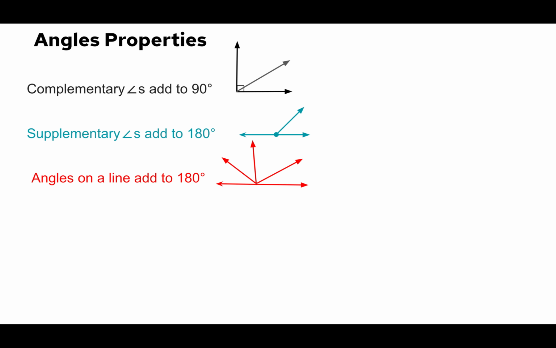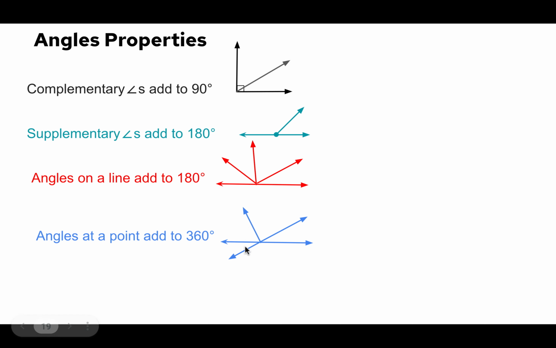Angles on a line add up to 180 degrees, so you can have more than two angles on a line. Here we have 1, 2, 3, 4, and the sum of these four angles would be 180 degrees. At a point, it's 360, so you can think of it like a circle. So if this is my point, I have 1, 2, 3, 4, 5. So the sum of these five angles is 360 degrees.